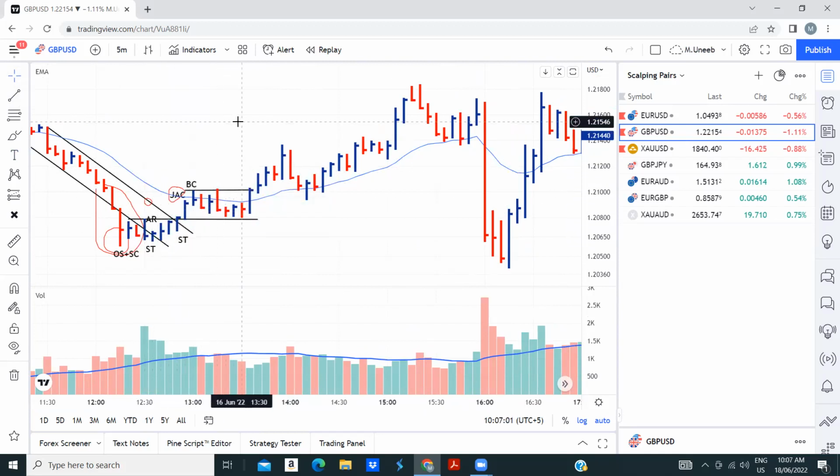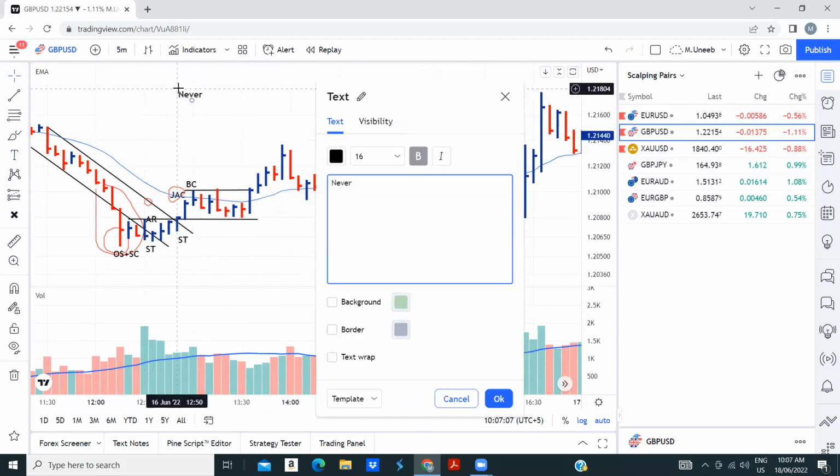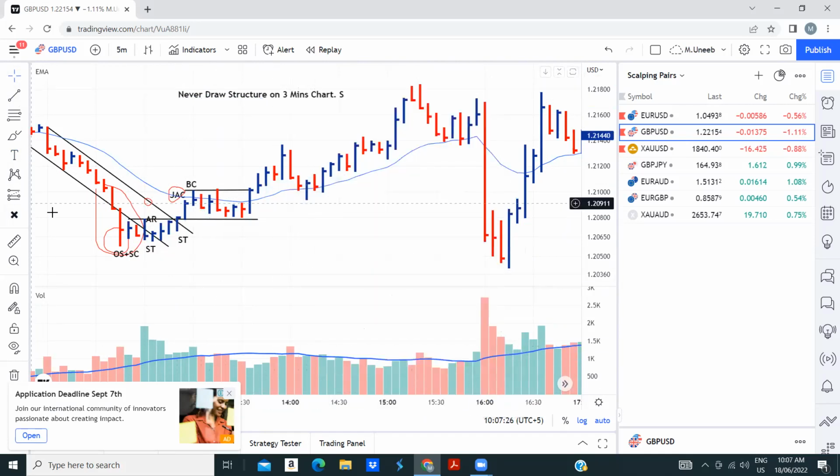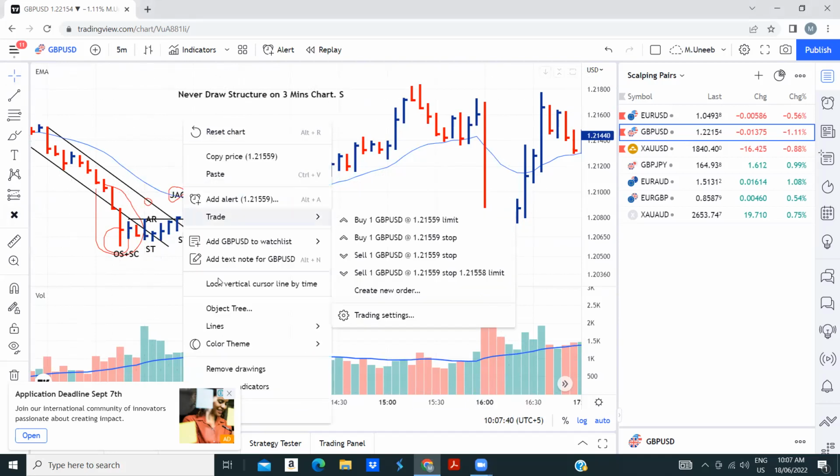Yeah. So the first mistake people make: never draw structure on the 3-minute chart. Structure should be drawn on a 15-minute chart and 5-minute chart. Do you understand? Okay, you got it. Now this is oversold. Now you see how things are very clear. This is a jump across the creek. You can see this is easily a jump across the creek. So this should be a redistribution process, sorry, reaccumulation process. Okay. Got it?